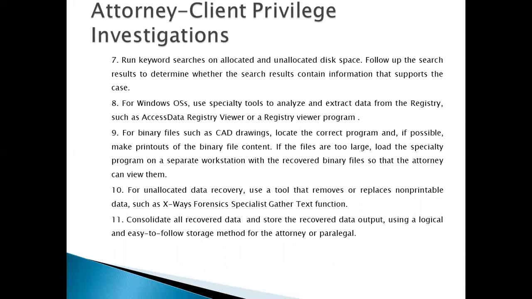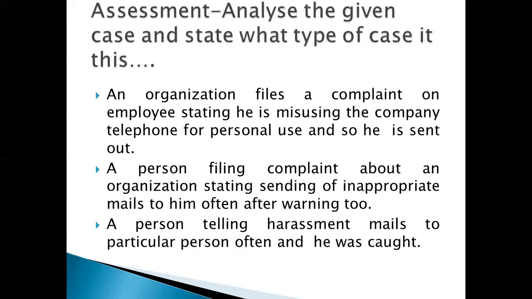Run keyword searches on allocated disk space. So to find some information, we can use keyword searches also. If it is Windows OS, we can use special tools to extract the data. And if it is binary files, then we have to locate where the program is available and take a printout of the binary file. If it is unallocated data recovery, we can use some specialized tools and then consolidate all the data we have recovered, and store the recovered data output using some methods. So this is about attorney-client privileges.